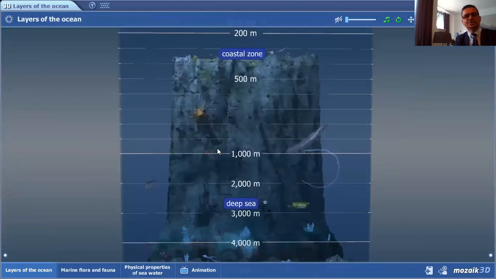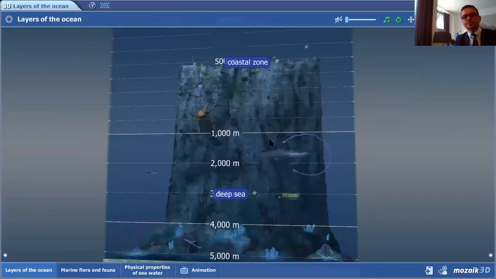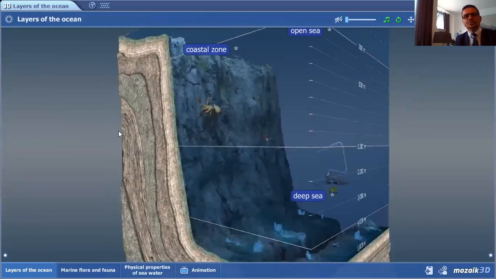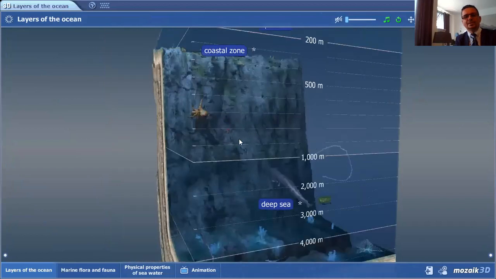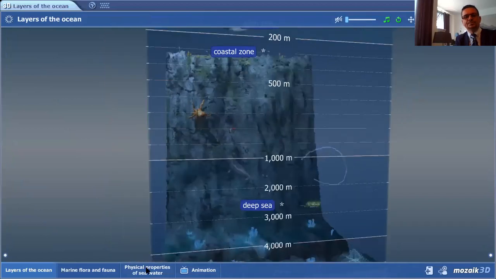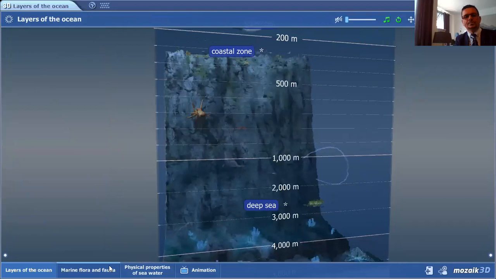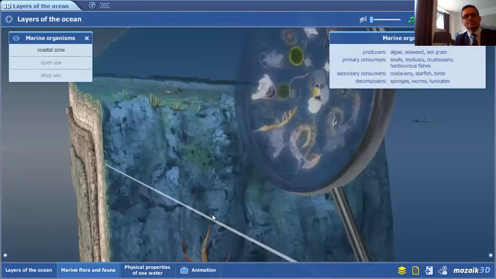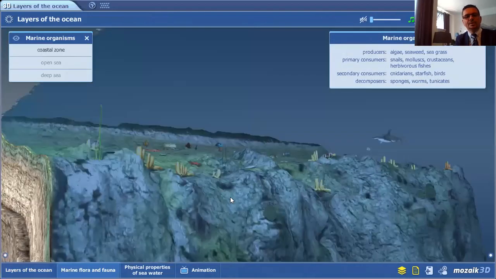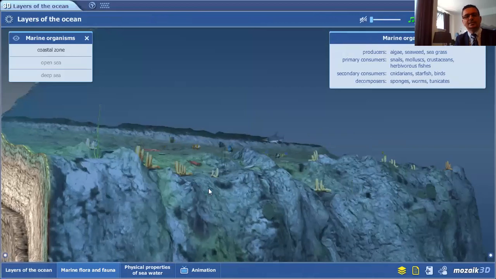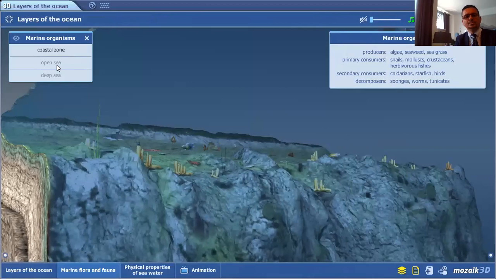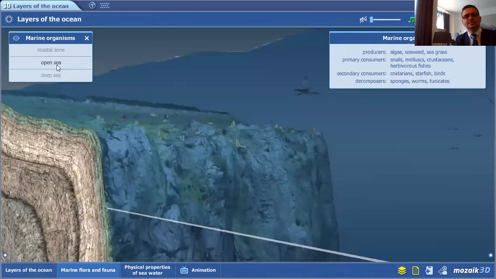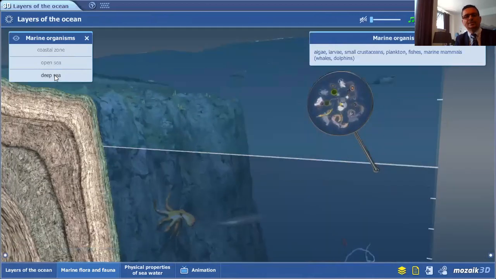So this is actually the special horizontal structure of the sea or ocean. And some parts of the fauna and flora are highlighted here. At the coastal zone, the open sea, and the deep sea.